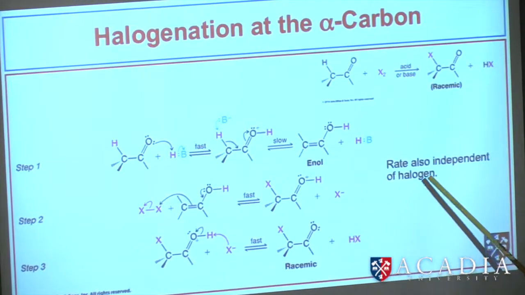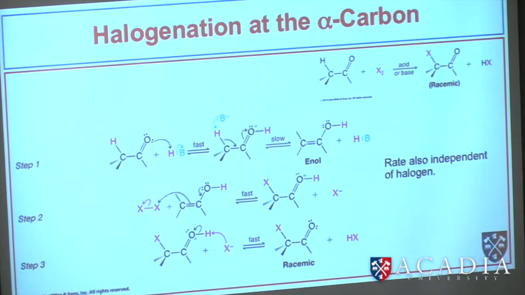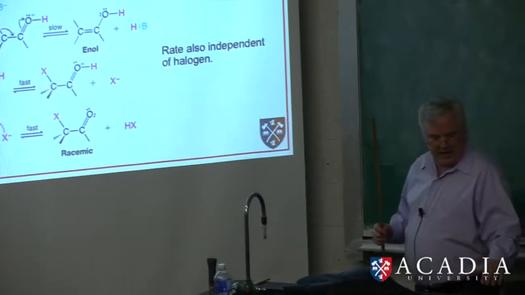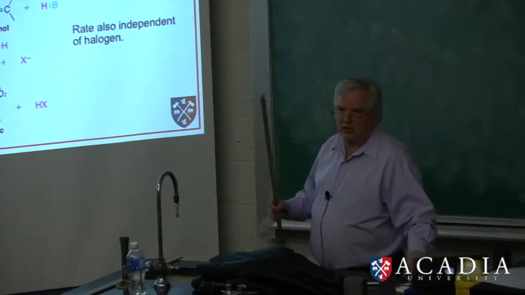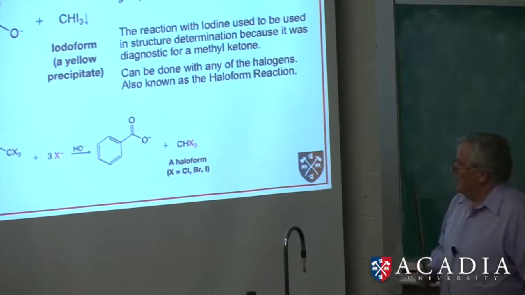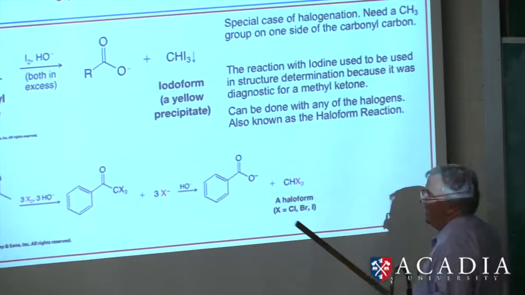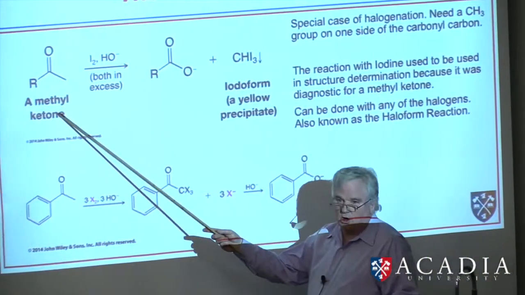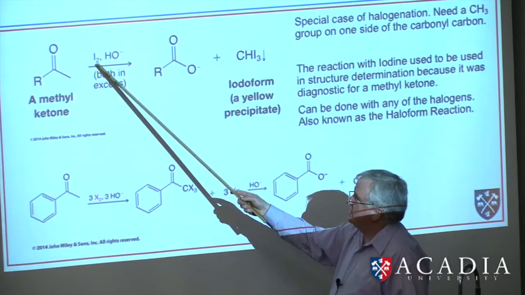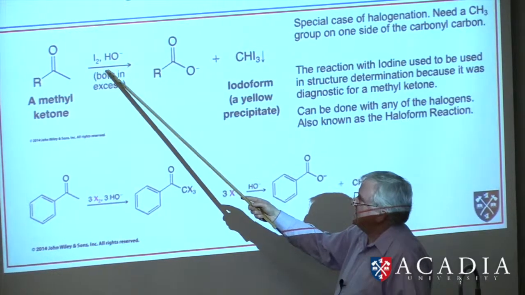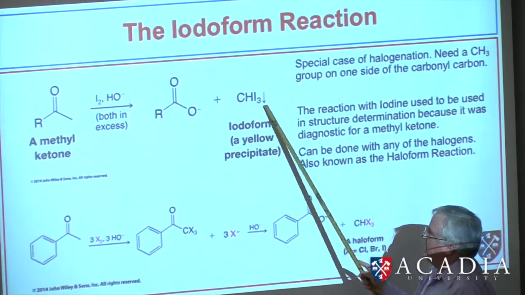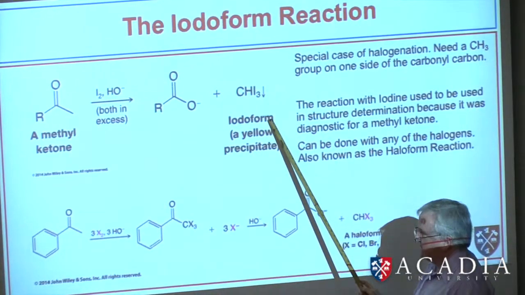Okay? And again, the rate is also independent of the halogen. This one is a little easier to stop at monohalogenation, but we can still push it and get multiple halogenations. A special case when we have methyl ketones, we do this with our halogen in excess and some base, and we end up getting the carboxylate and iodoform that comes out as a precipitate.